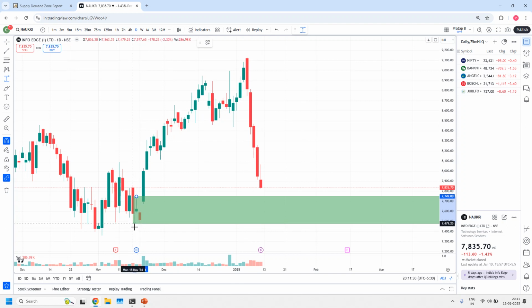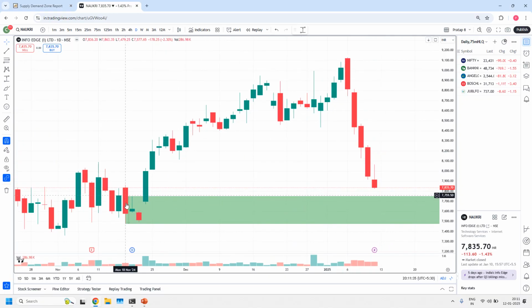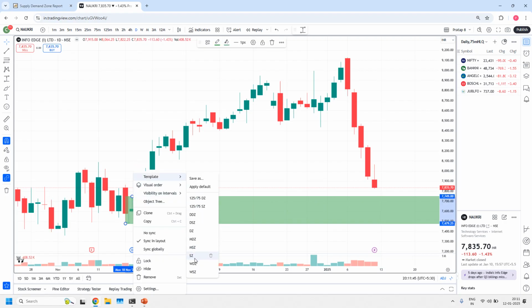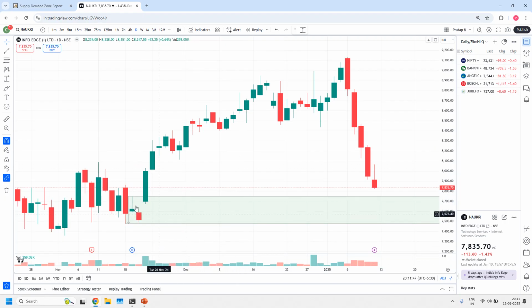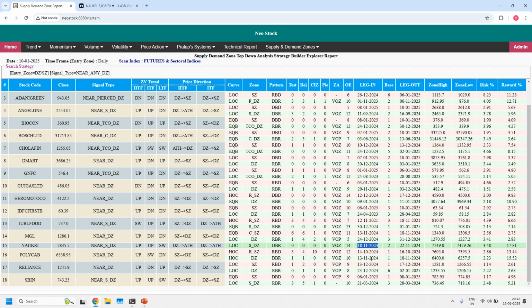Because it is a drop candle, till the lower wick you have to draw the zone. See the lower wick of the leg in, the base candles, and the leg out, which is having a lower wick, the leg in is having. So this is going to be your daily demand zone. What is the lower wick of this value? The low of this candle low, 7,479.25. What is the zone low?